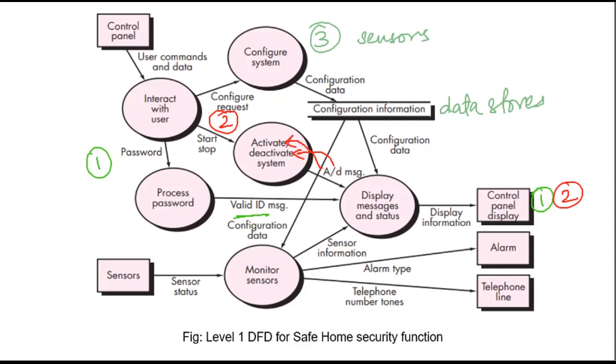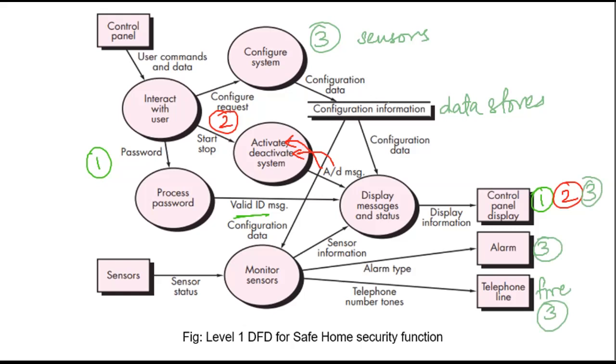When you've made those changes at the monitor sensor, the sensor information message is displayed through this bubble, that is, display the message and status. In the control panel, you can see that those specific changes are made. Or if you're making changes within the alarm system, that can be indicated by ringing the alarm voice. If you're adding any telephone number lines, such as the fire department number or the police department number, that change is made within this.